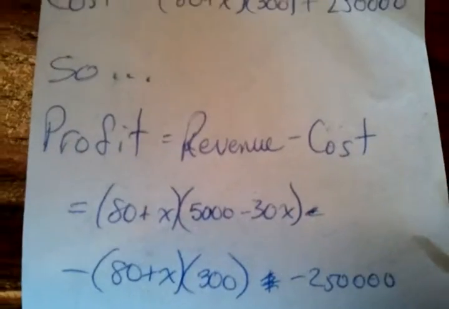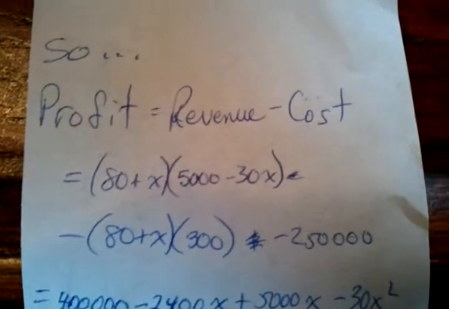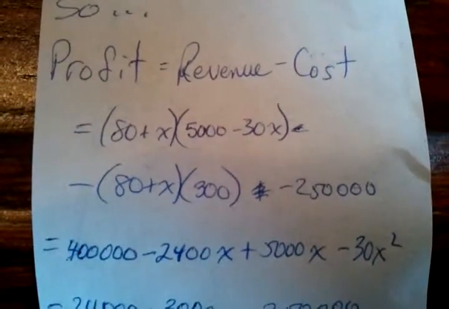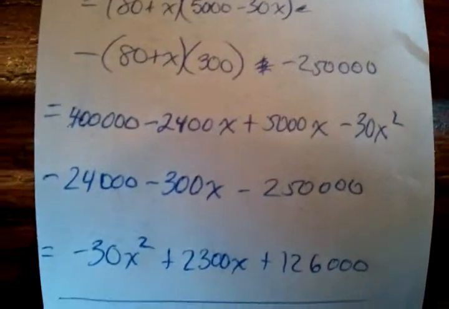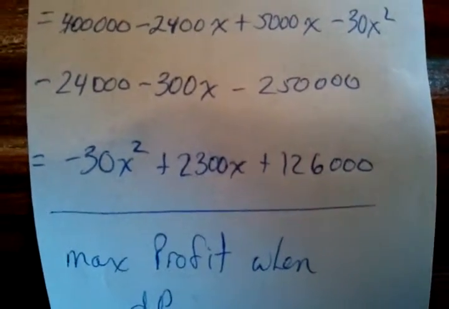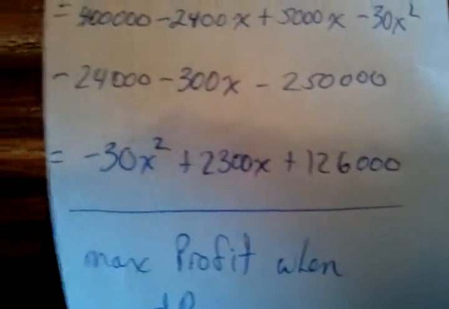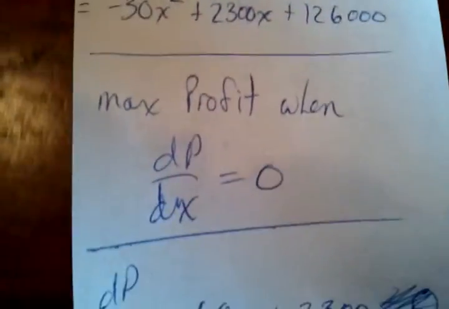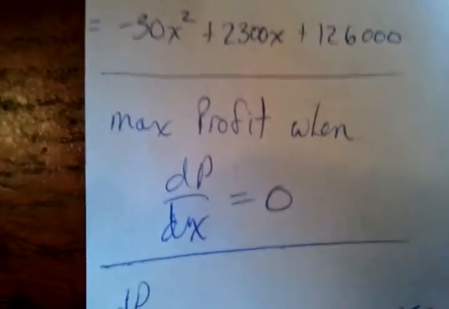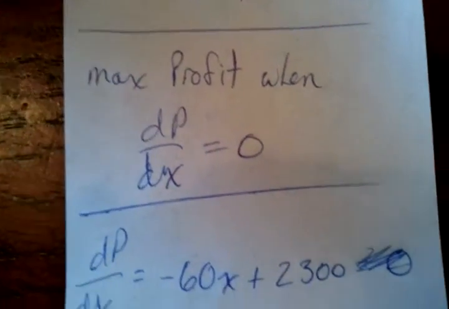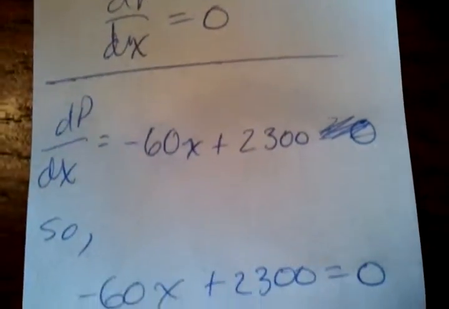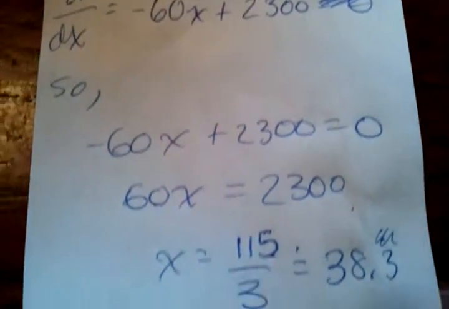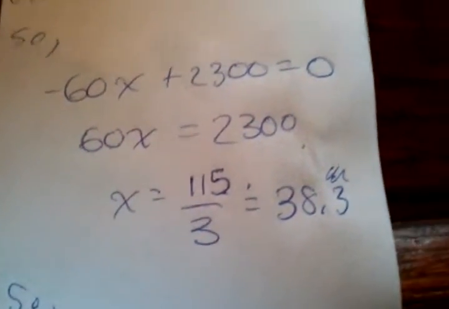So, profit equals revenue minus cost, and there's the revenue minus the cost. I expand everything and simplify, and you end up here. You get a quadratic, which opens down, so that's good. There's a max, so we're going to look for that max. Max profit happens when dP/dx equals 0. We take the derivative, and we set it to 0. We end up with roughly 38, right?